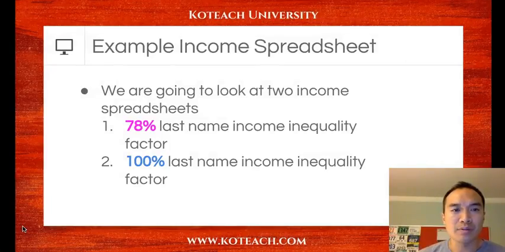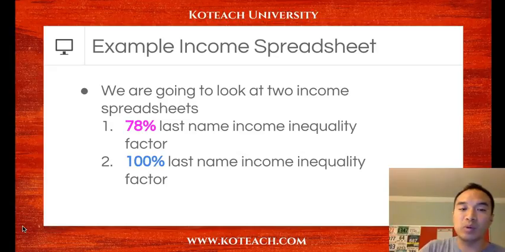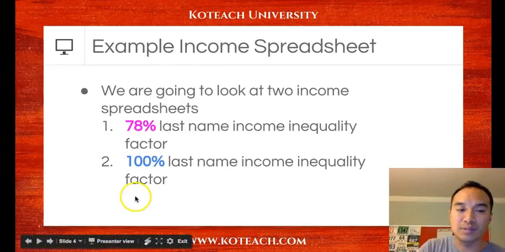All right, in just a few moments, we're going to look at an example income spreadsheet, and we're going to look at two income spreadsheets. One with a student that has an income inequality factor of 78%, and another with an income inequality factor of 100%.